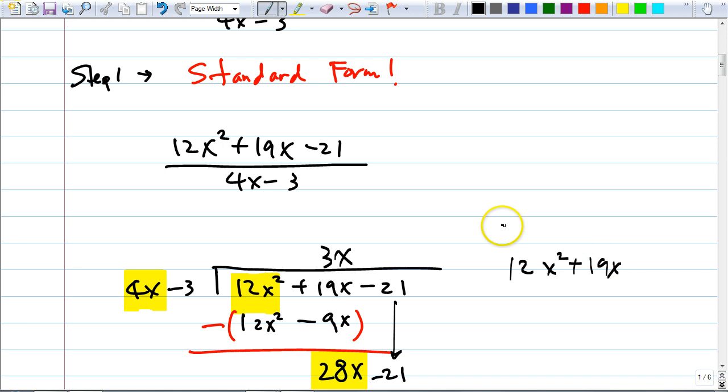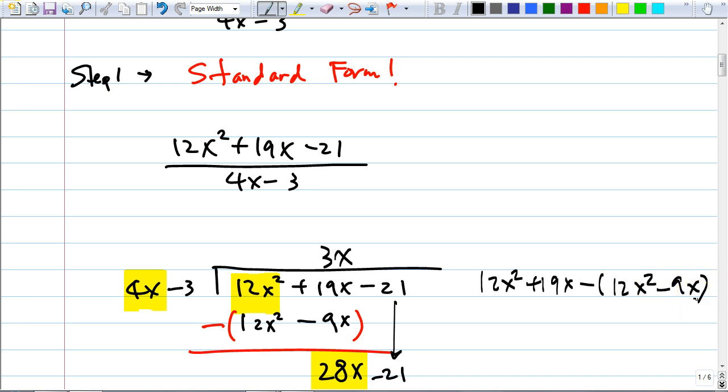Isn't this what we have? Minus what? 10. No. We don't have minus 10. You have 12x squared plus 19x minus what? 12x squared minus 9x. You know what we have? What does this mean, class? 12x squared plus 19x what? Minus 12x squared. Thank you.